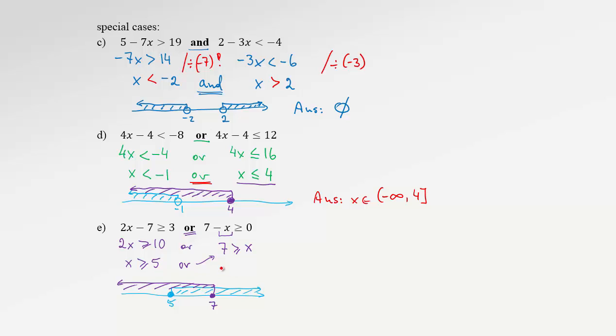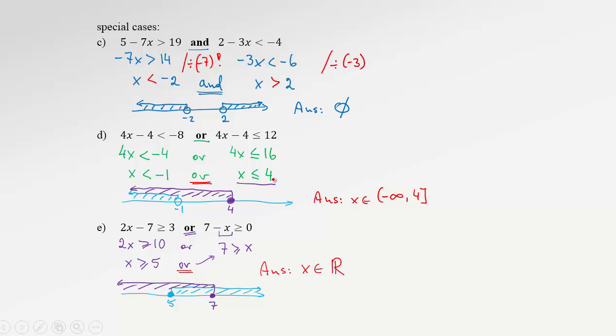Okay, let's make the conclusion. Since the connecting word is or, we're taking union of these two sets. So what would be the answer? Well, it's everything on the number line, so x can be any real number. The answer is all real numbers in this case. So those are the special cases.